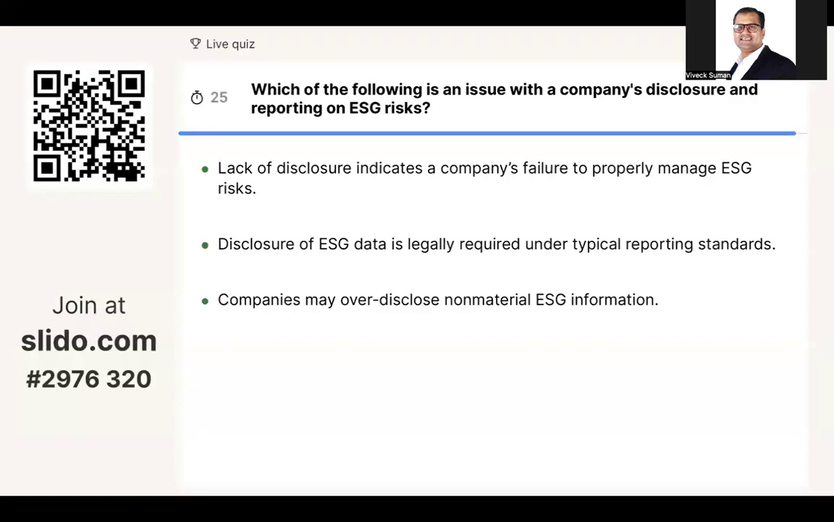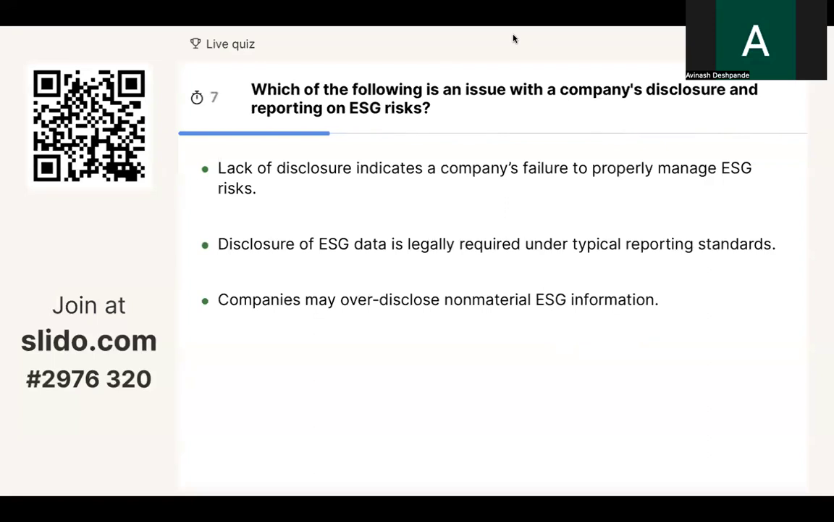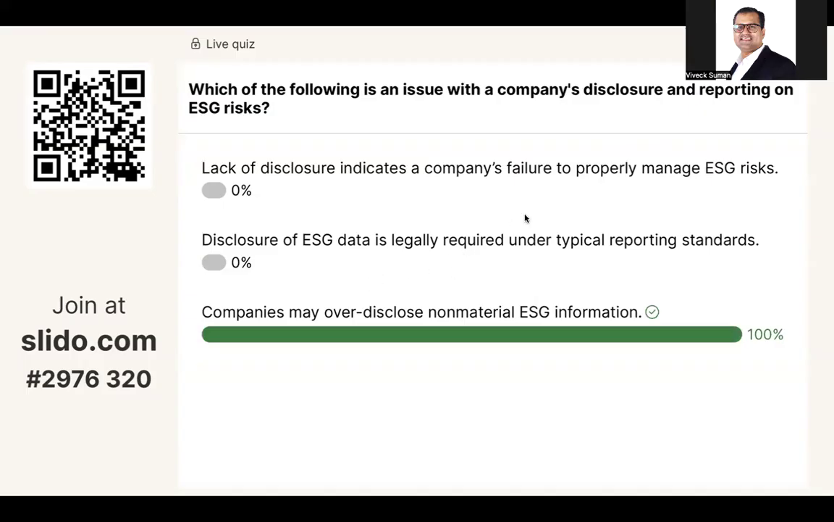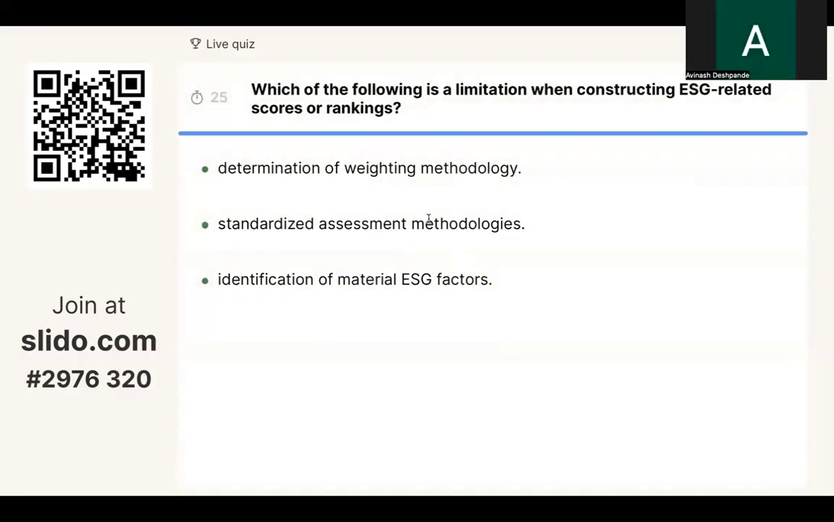Next question, Avinash ji. Which of the following is an issue with company disclosure and reporting and ESG risk? A lack of disclosure indicates the company's failure to properly manage ESG risk. Disclosure of ESG data is legally required under typical reporting standards. Companies may over-disclose material ESG information. Correct. Everybody got it correct. Companies may over-disclose non-material ESG information rather than material information. Next question, please.